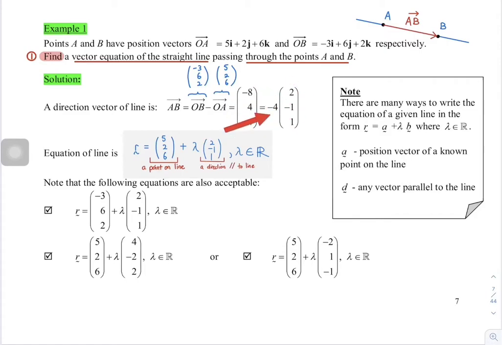That is enough to be the direction vector of this line, because (2, -1, 1) is parallel to (-8, 4, -4). So we can use (2, -1, 1) as the direction since it is parallel to this particular line. That being said, this is not the only way that we can write the vector equation of this line. All these variations are also acceptable.